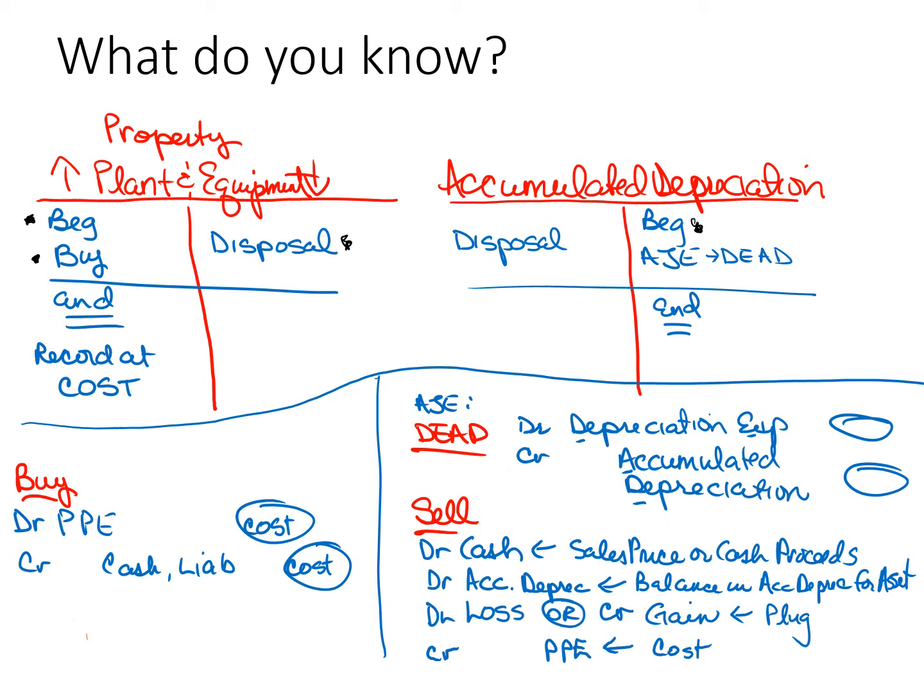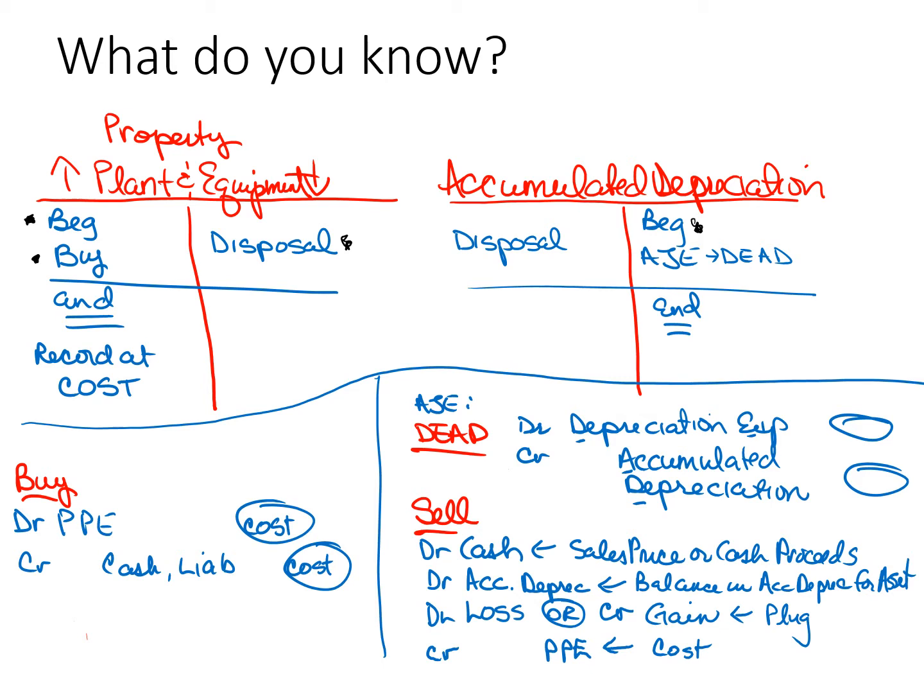We also know a few entries. We know that the entry to buy property, plant, and equipment is to debit property, plant, and equipment, or building, equipment, land, whatever it is, and to credit cash or the liability for the amount of the cost. We know that every year we'll make an adjusting journal entry at the end of the period to recognize the usage of that property, plant, and equipment, and that's the DED entry, debit depreciation expense, credit accumulated depreciation. The amount of that entry is where we're going to spend some time. Also, it is the focus of your homework.